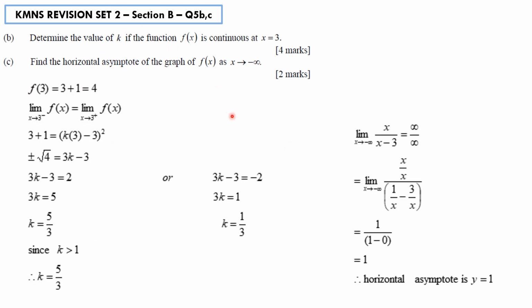As I said just now, topic 8 can also ask you about the horizontal and vertical asymptote and also the continuity of a function in section B. So for question 5b and 5c, you have to use the condition for continuity to get the value of k. And to find the horizontal asymptote, we just have to find the limit as x goes to positive infinity and also negative infinity, which in this case gives y equals 1.